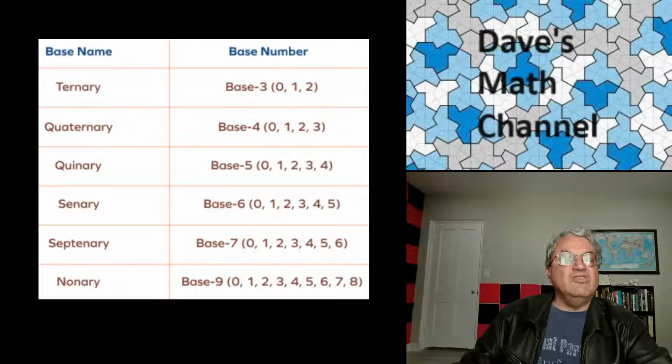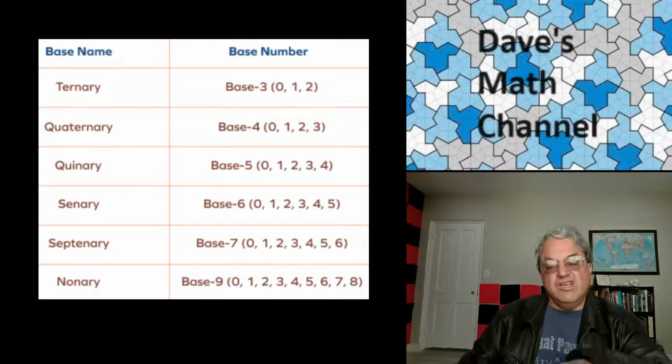Base 6 is senary. I've hardly ever used these names, by the way. I think it's easier to say base B, where B is your base. But they do have names. I guess people like names. So base 6 is called senary, 0 through 5. Base 7 is called septenary, 0 through 6. And base 9, I guess we already saw base 8, that was octal. Base 9 is called nonary, that's 0 through 8.